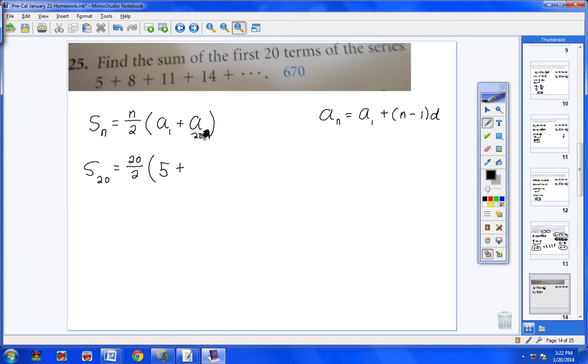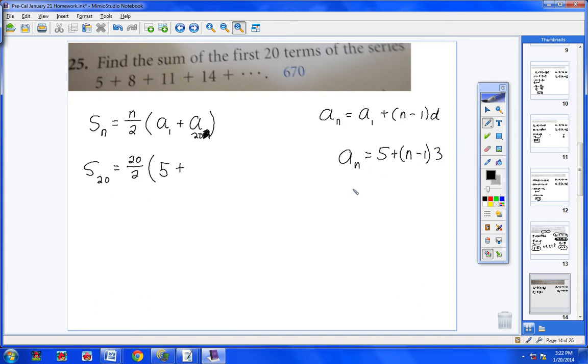The formula here says we need the first term and we need the last term. If you don't know those two terms, you can't find the sum. Well, we know the first term is 5. We don't know what the 20th term is. So, real quick, I'm going to write the nth term, then find the 20th term. The nth term is a subscript 1, which is 5, plus n minus 1. What's my common difference? I'm adding 3 over and over.